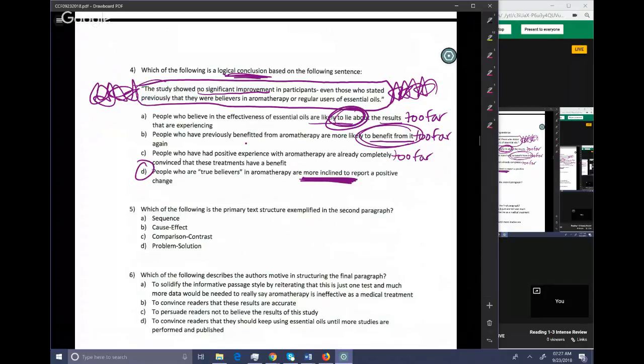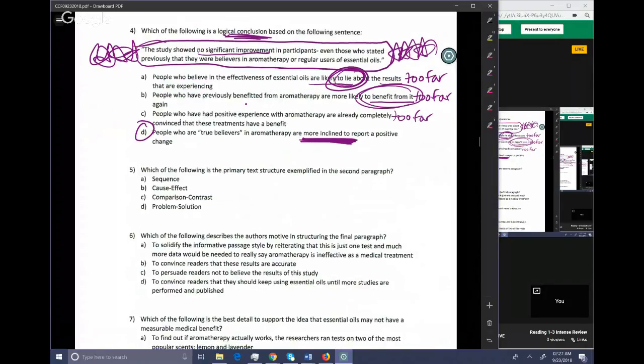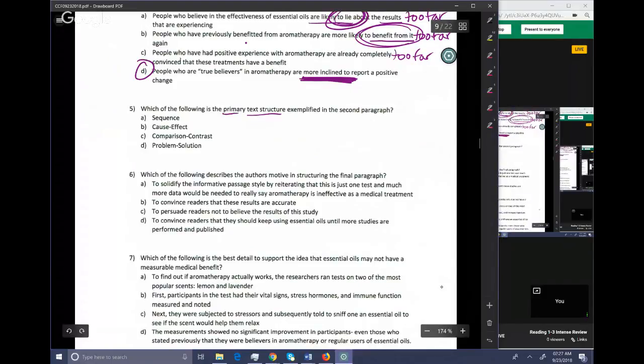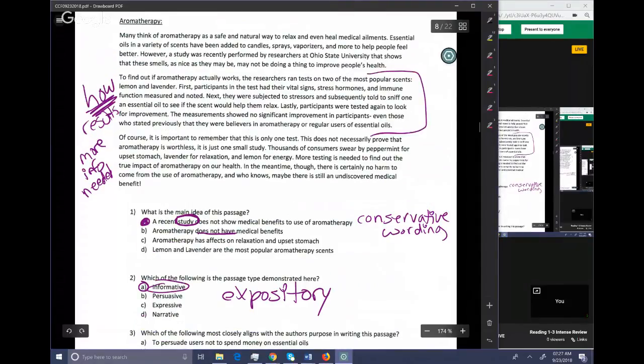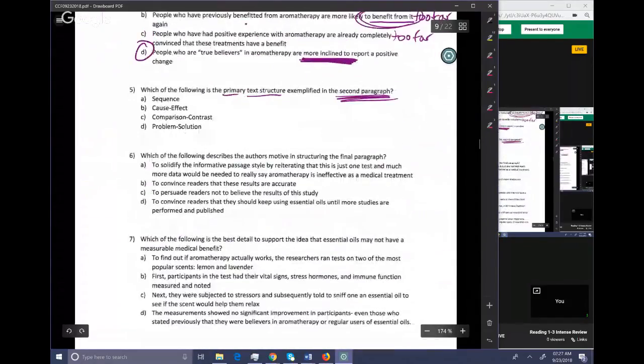Which of the following is the primary text structure exemplified in the second paragraph? So going back up to the second paragraph, that's this one here. And so you already have this answered, and hopefully you have that answered as sequence. So that was the how, and they did it as first, second, and last. This part is the crucial part there because the sequence of the second paragraph is not the same as the sequence of the entire passage.